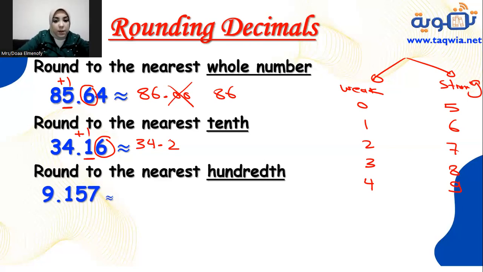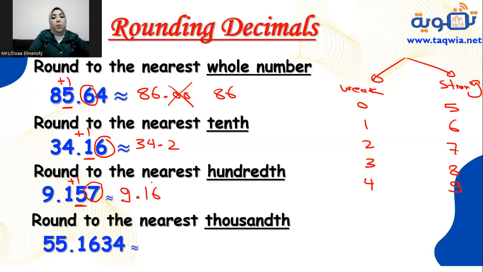Here, round to the nearest hundred. So where is the hundreds place? Yes, here. It's 5. Perfect, grade 5. So I'm going to underline 5. And what about 7 here? I have to circle it and check. Is 7 weak or strong? Yes, it's strong. So for a strong number we add 1 to the 5. So here we're going to make it 9.16.